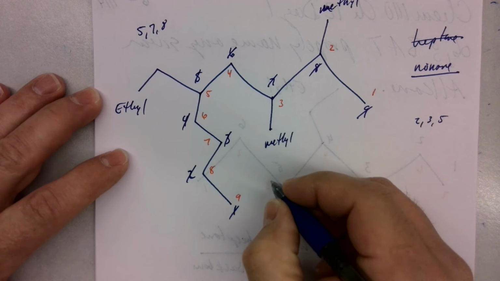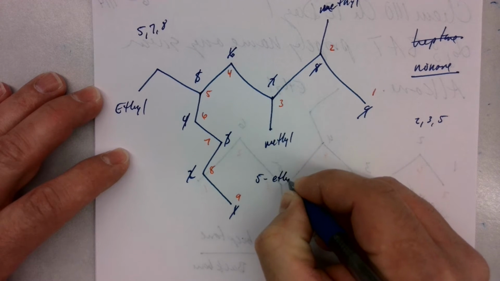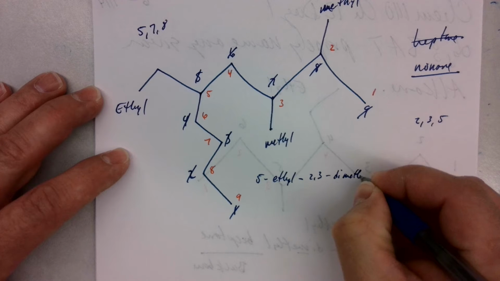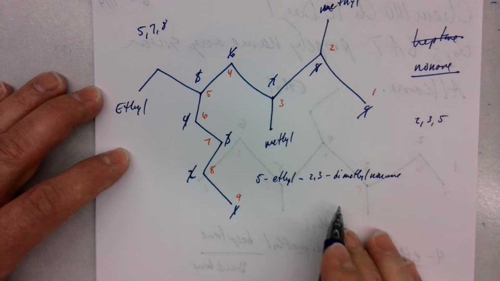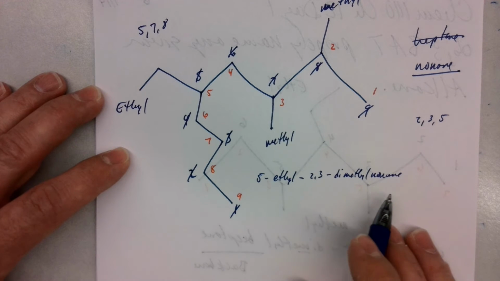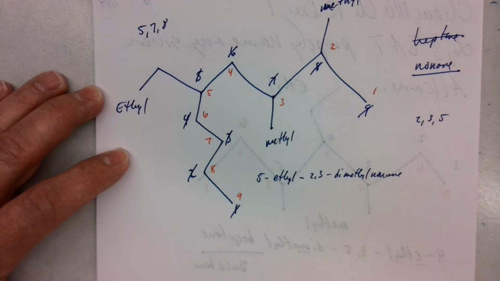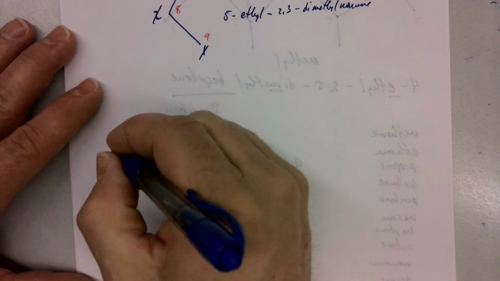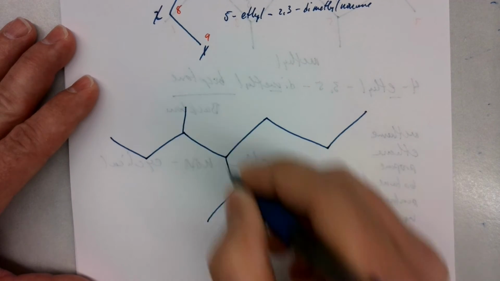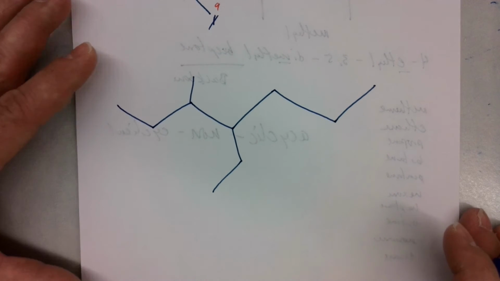So this would be 5-ethyl-2,3-dimethyl, no name. And the "and" is all one word. 5-ethyl-2,3-dimethylnonane. Okay? I say it the way I say it so you know what's there. The dash and the commas and all that stuff. Does that make sense? Okay? So, let's do this. Let's do that. Okay? So, here we go.